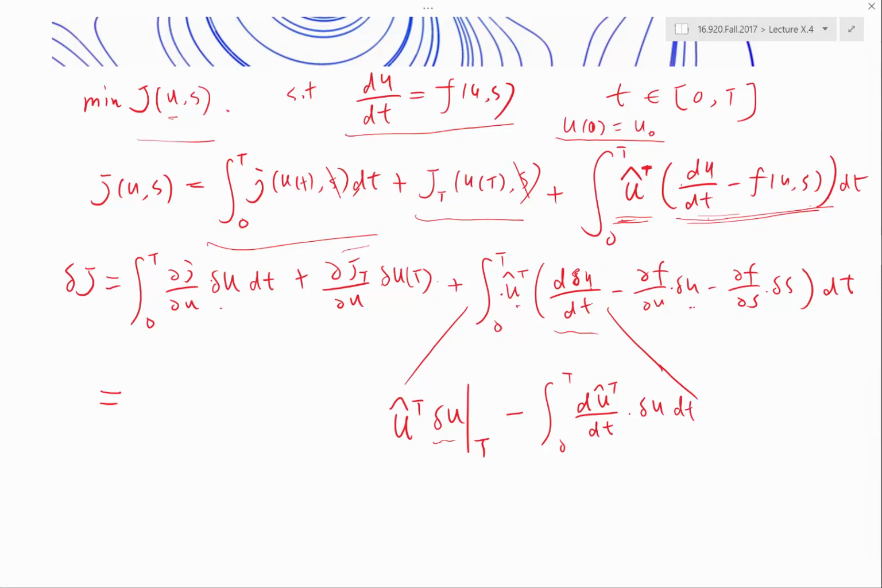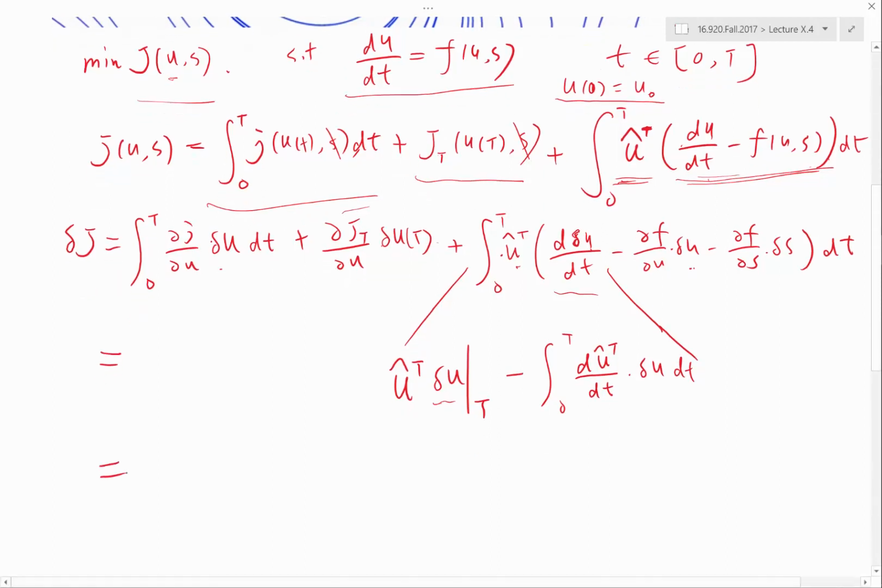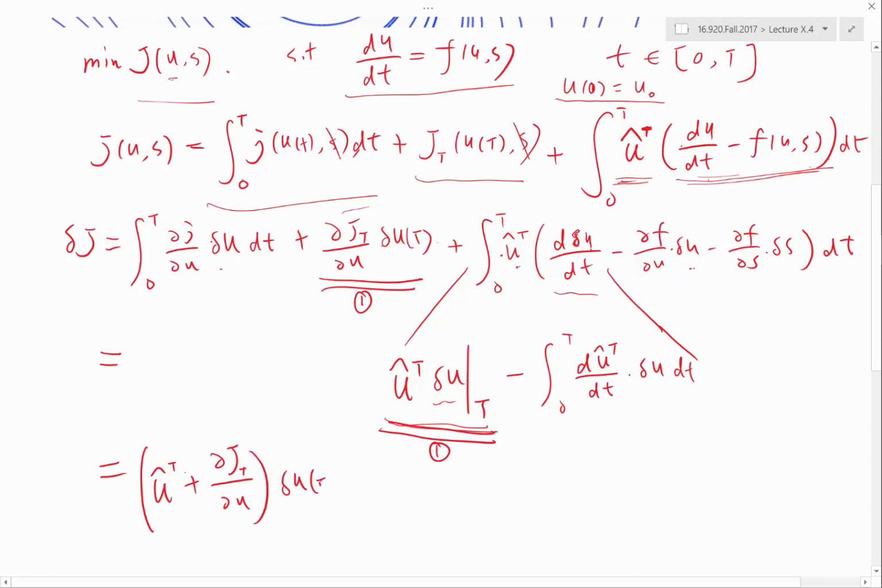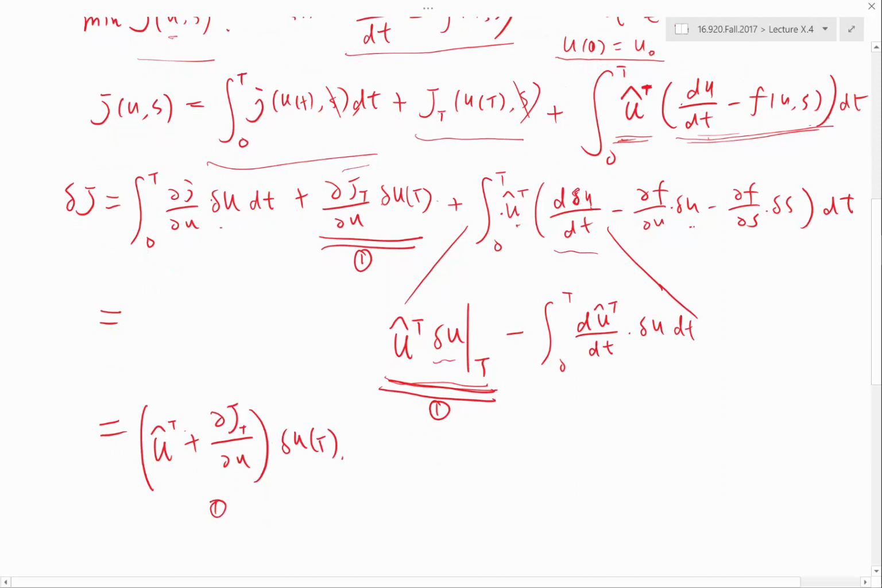All right. After this, it becomes pretty easy to combine things. So first of all, let's combine the terminal condition term. This and this are the only terms that can be combined to form a term that only depends on delta u_T. So let's first write that out: û transpose plus partial J_T partial u times delta u_T. So this is the first term.